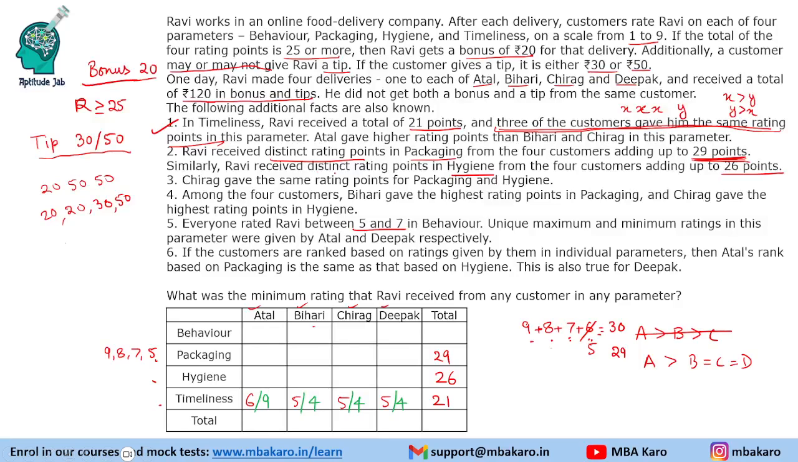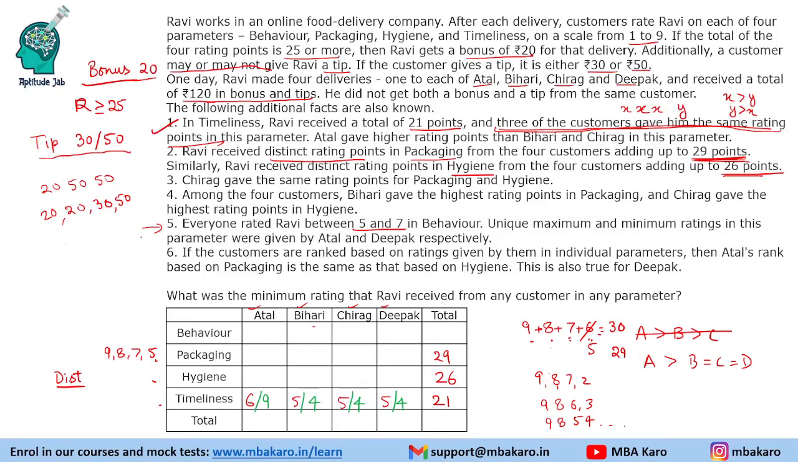Similarly, Ravi received distinct rating points in hygiene from the four customers, adding up to 26 points. Now, 26 is slightly lesser, so there are multiple possibilities. Like you can have 9, 8, 7, and you can have 2. Similarly, you can have 9, 8, and instead of 7 2, we can have 6 3, we can have 9 8 5 4, and so on. There are several possibilities. So we will put this on hold for now. We know that these are also distinct values. Okay, let's move on to the next point, which is about giving the same rating.